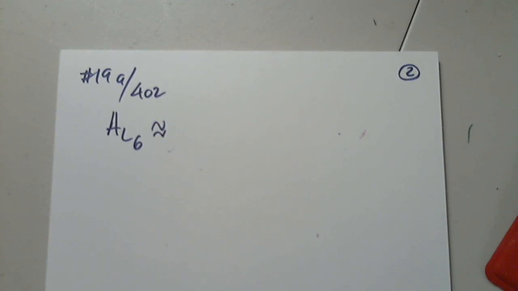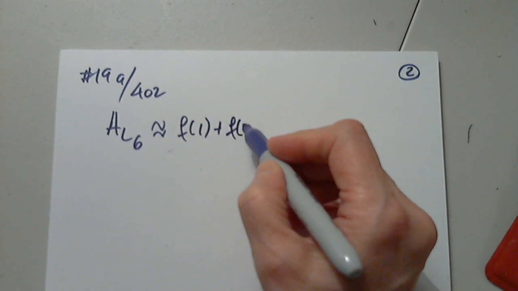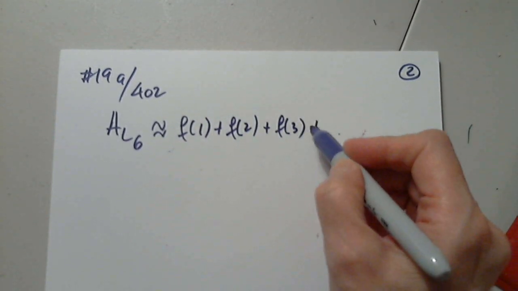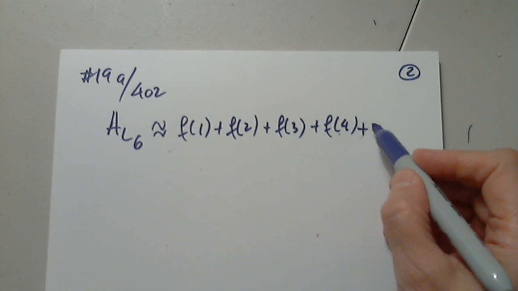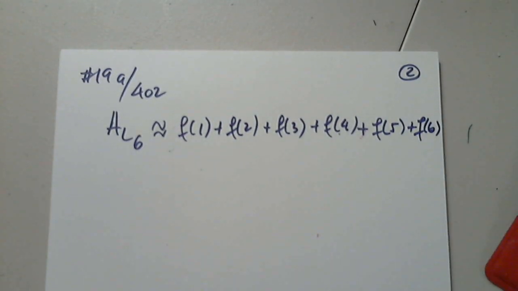Then you told me f of 1 plus f of 2 plus f of 3, and so on and so forth. So this is f of 1, f of 2, f of 3, f of 4, f of 5, f of 6.